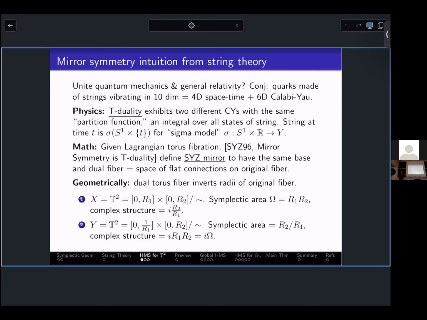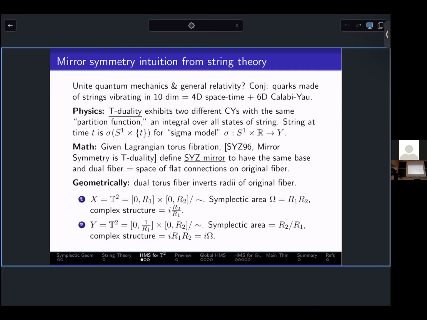And then as you move along the cylinder, that's the string moving in Y. And so you integrate over the energy over all of these sigma. And there's 2 different manifolds that give the same number when you do that integral, called the T-dual. And Strominger, Yau, and Zaslow formulated mirror symmetry as this T-duality. And the idea is you need a Lagrangian torus fibration. In order to do this process, you need a Lagrangian torus fibration in order to get the SYZ mirror.